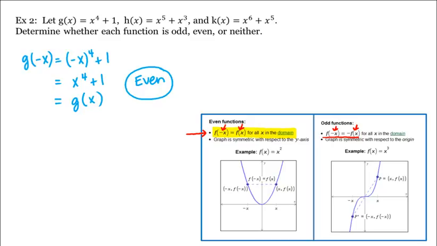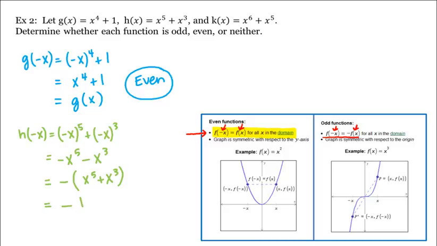All right, what about h? What is h of negative x? This is equal to negative x to the fifth plus negative x cubed, which is equal to negative x to the fifth minus x cubed. And then we can factor out a negative 1, so this is negative x to the fifth plus x cubed. And isn't what's inside the parentheses here just h of x? So this is equal to negative h of x.